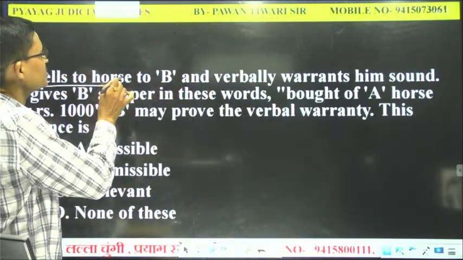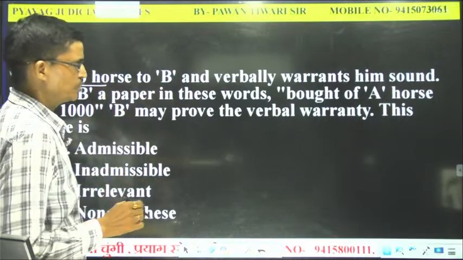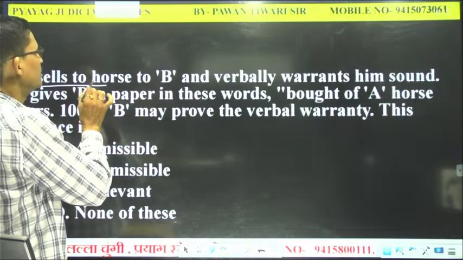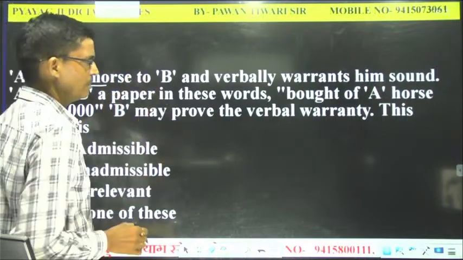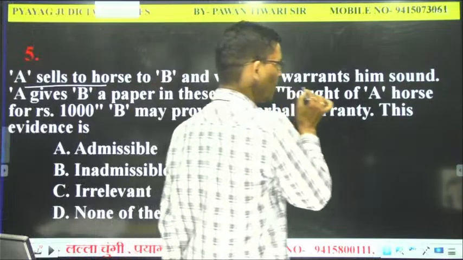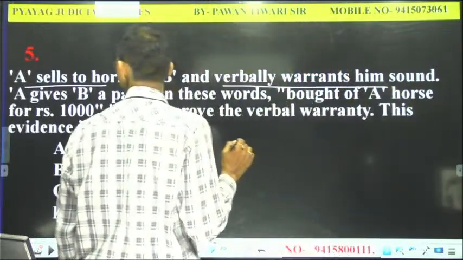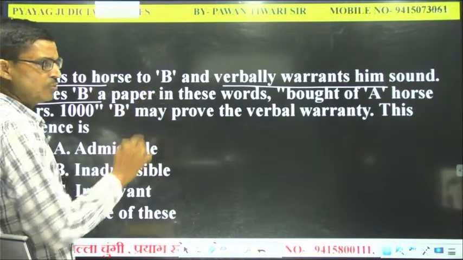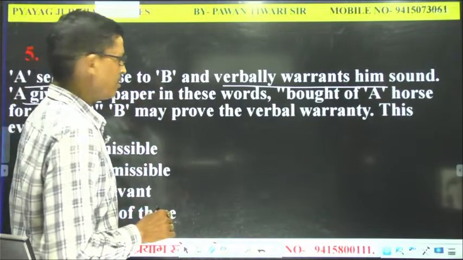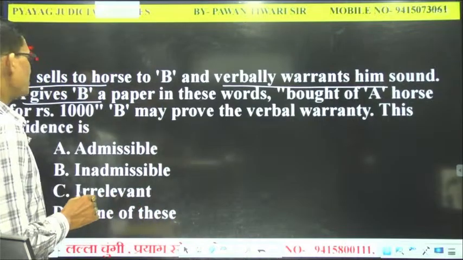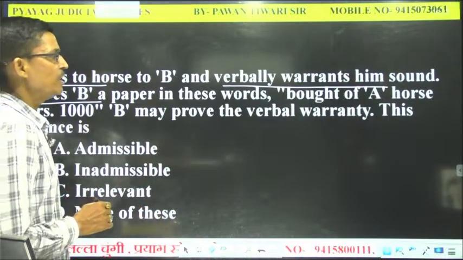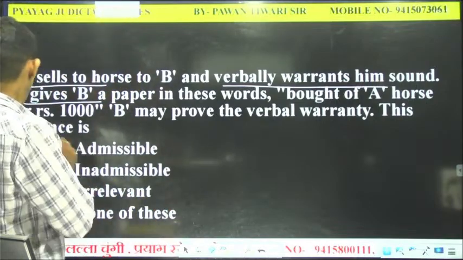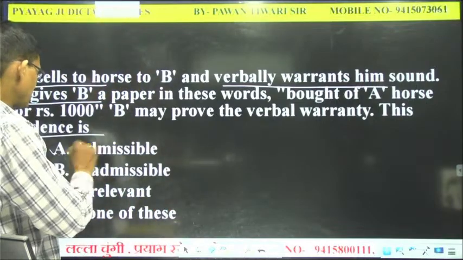A sells a horse to B. A sells a horse to B and verbally warrants him sound. A gives B a paper in these words: "Bought of A a horse for rupees 1000." B may prove the verbal warranty. This evidence is admissible. Yes.